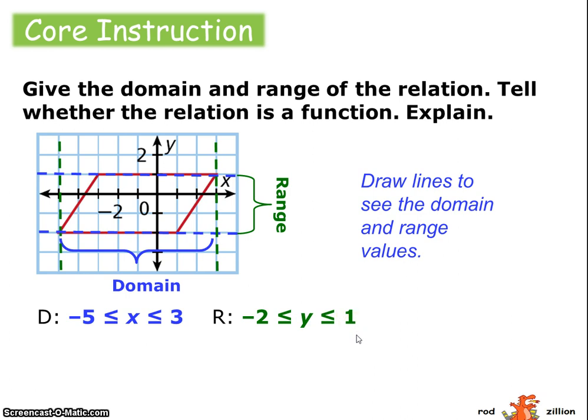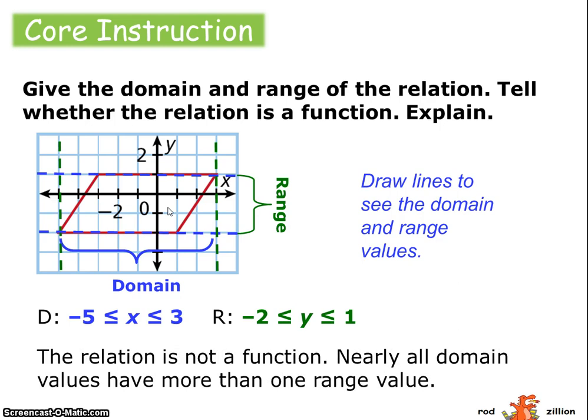Is it a function? Well, ask yourself, is each x value assigned exactly one y value? So if I'm looking here, let's say at negative 2. Negative 2 has a value of positive 1. It's also assigned a range value of negative 2. So by that criteria, this would not be a function, guys. Nearly all domain values have more than one range value. That's true, nearly all of them. This domain value doesn't have one, nor does this one, but nearly every other one has another range value. Not a function.